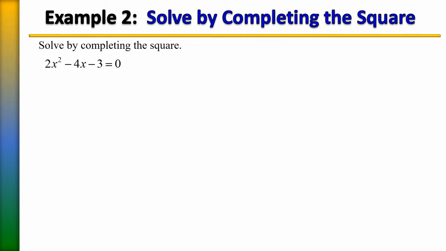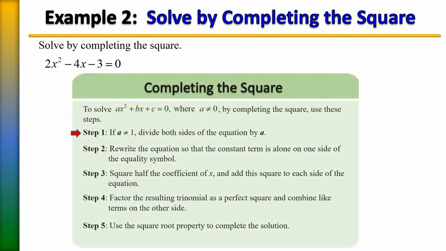So recall when the coefficient, which we call a, is not 1, step 1 would be to divide both sides of the equation by a. In other words, divide both sides of the equation by 2. From that point on, you will solve by completing the square the same as you did in the previous example. Just follow the process and procedures for completing the square.